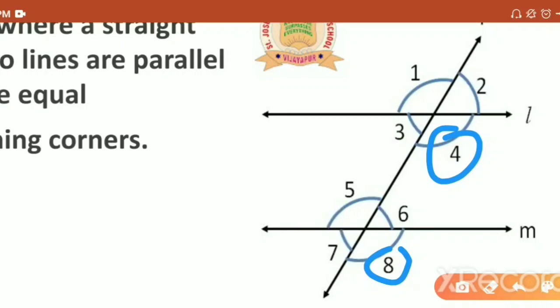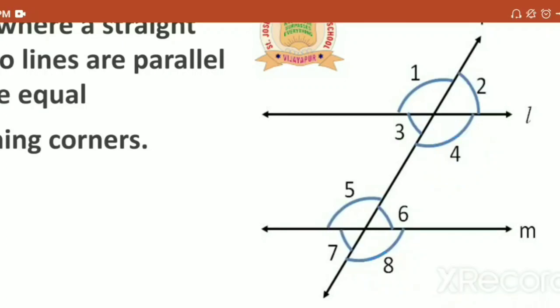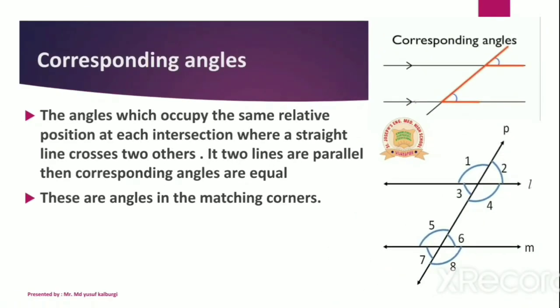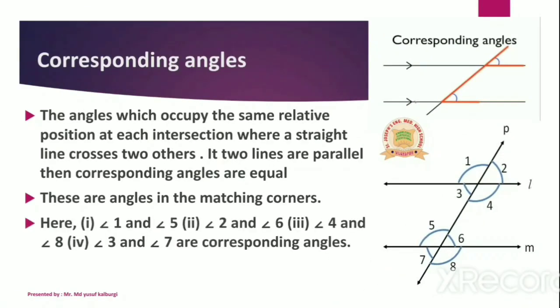These are the matching corners, meaning corresponding angles. So we can write that angle 1 and angle 5 are corresponding angles, angle 2 and angle 6 are corresponding angles, angle 4 and angle 8 are corresponding angles, and angle 3 and angle 7 are corresponding angles.